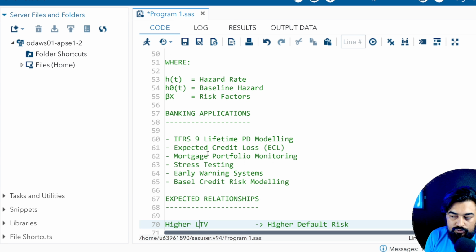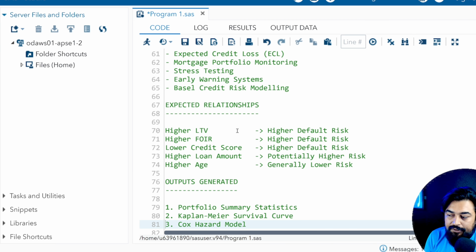Then why does the bank use that? That is all about the banking application. As I told you, IFRS 9, and then it's used for Basel, it's used for stress testing. So there are several other three, four things which are very important from that perspective. So these are the banking applications, but you don't need to worry about this.